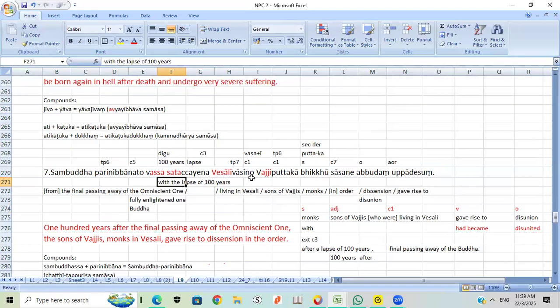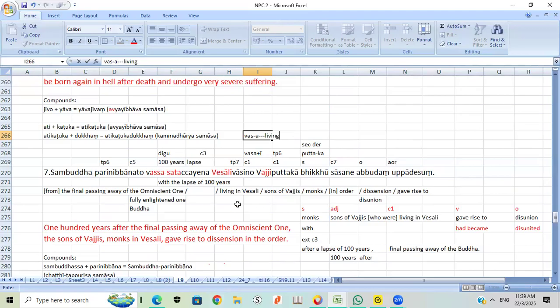Then, Vesali Vasino. Can you see the Vesali? This is Vasino. Vasa is a noun, VAS plus A. Again, this is a root, forming a noun here with an A. So this is a noun, living. So in this case, this is equal to living.